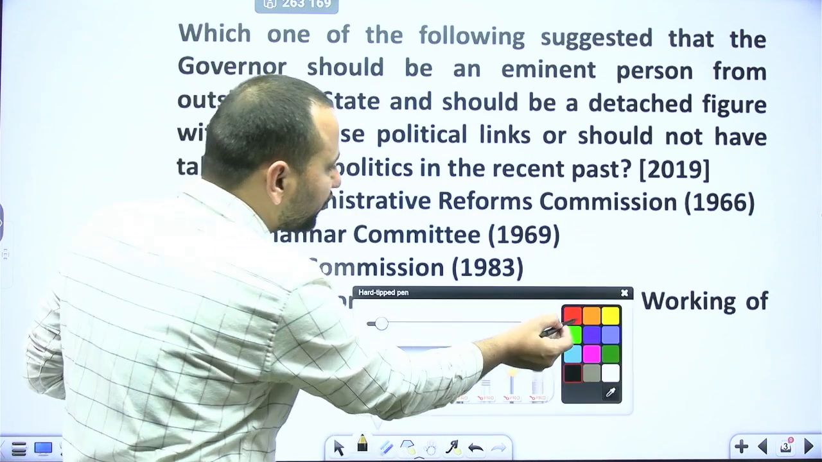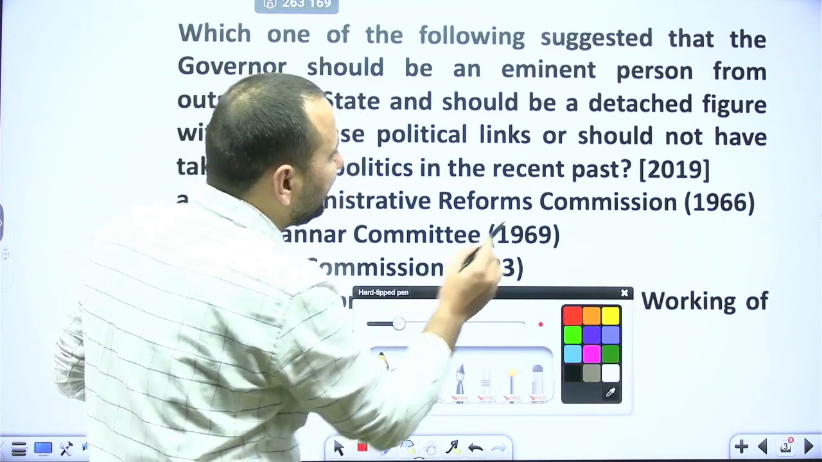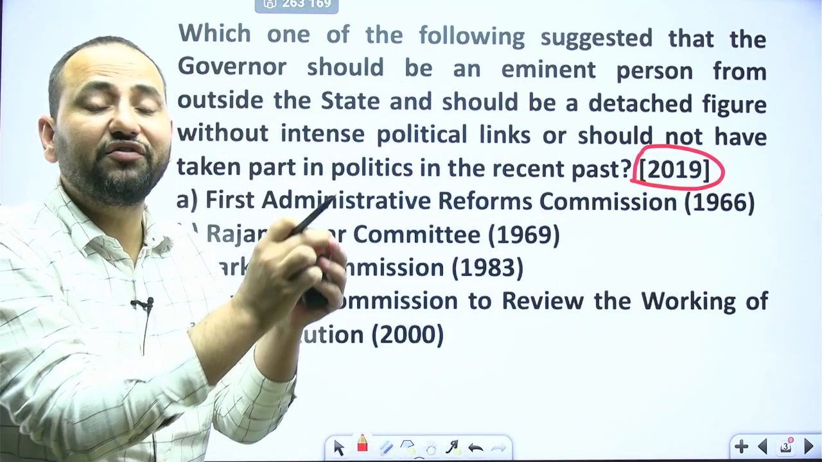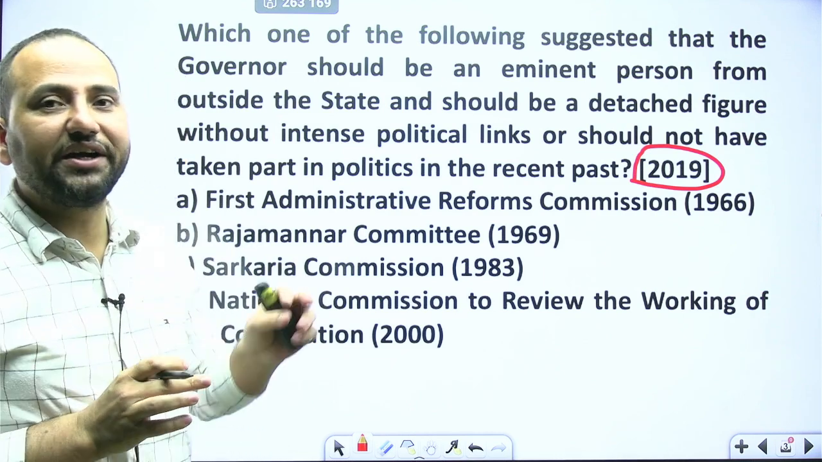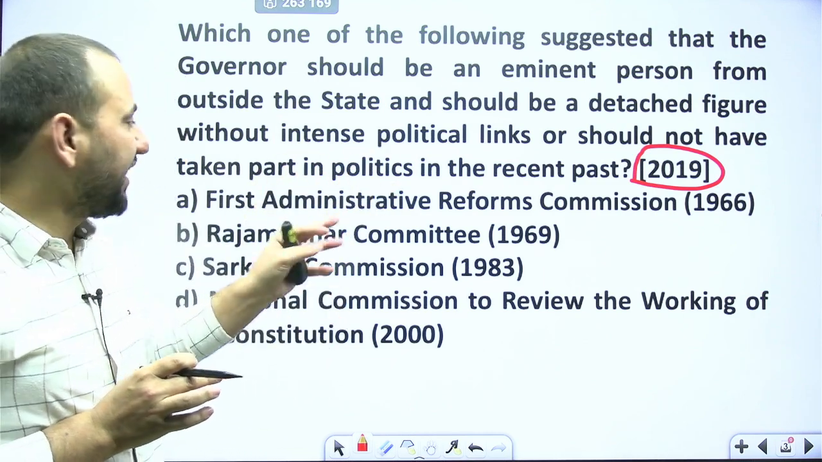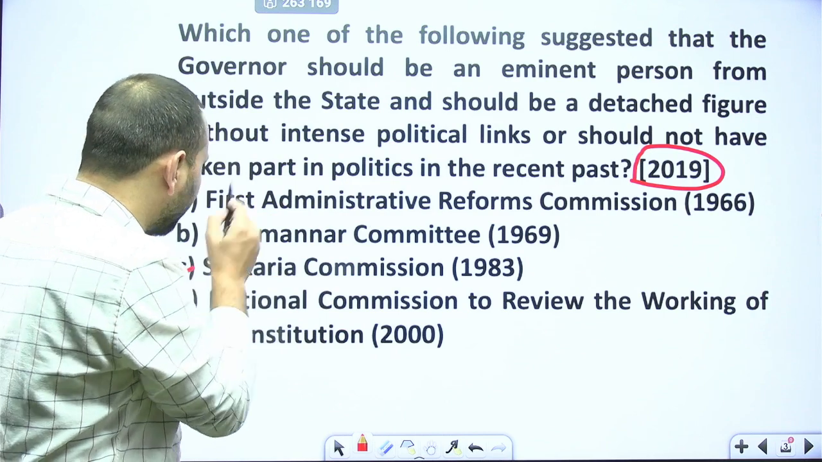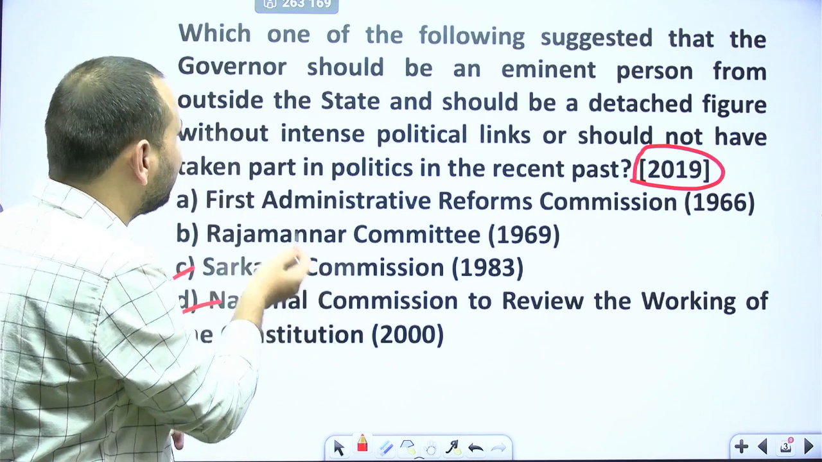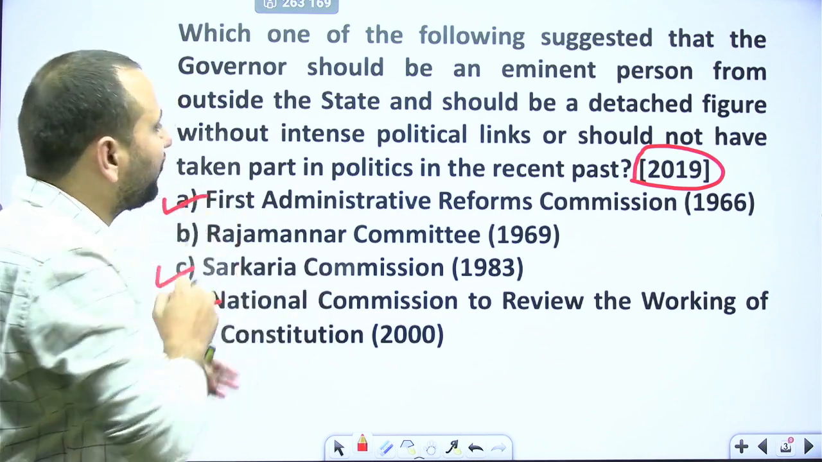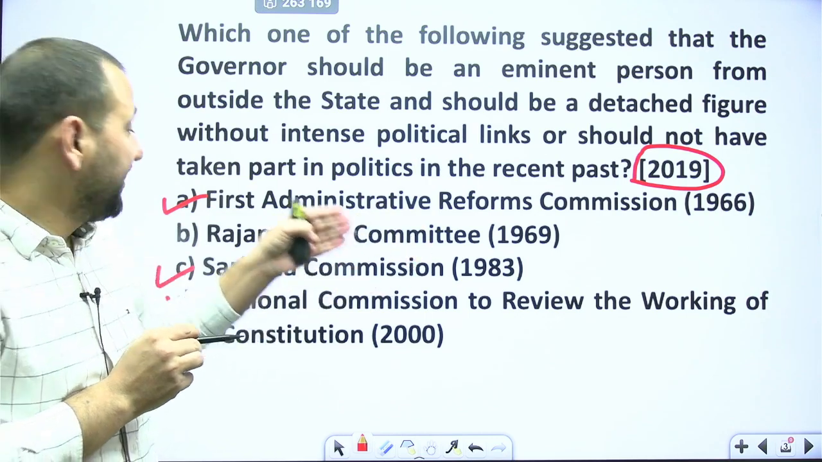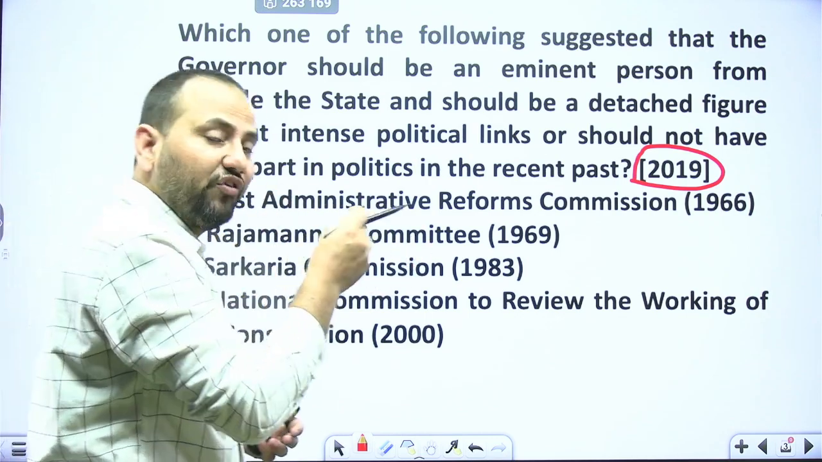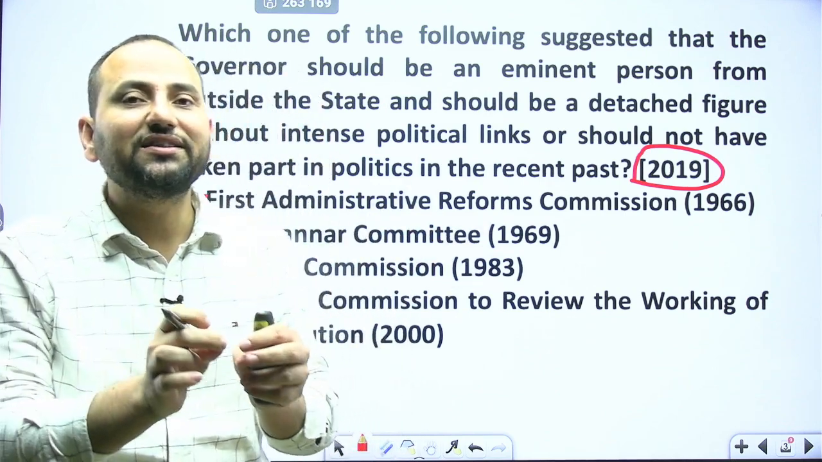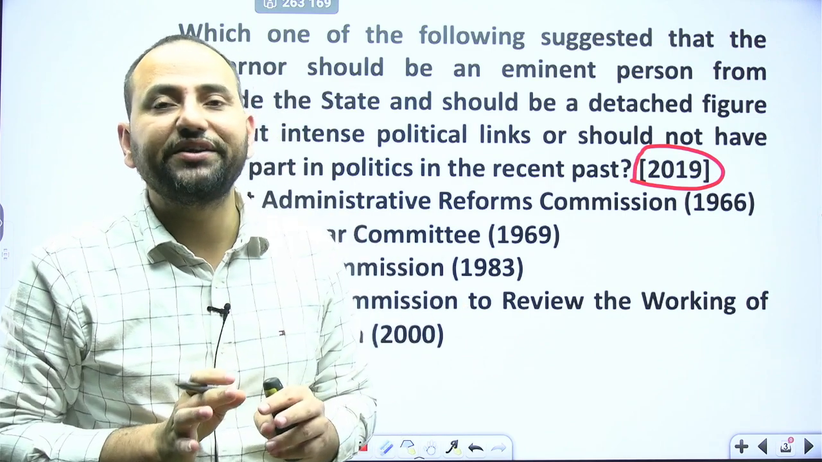If you see this question, you will see that UPSC mainly focused on the various commissions which had suggested various structures associated with this Office of Governor. For example, either it be the Sarkaria Commission, or the National Commission to Review the Working of the Constitution, or the ARCs, that is the First Administrative Reforms Commission or the Second ARC, let it be the Rajamannar Commission or any other commission or committee. You will see that various commissions and committees have suggested various things associated with this Office of Governor.